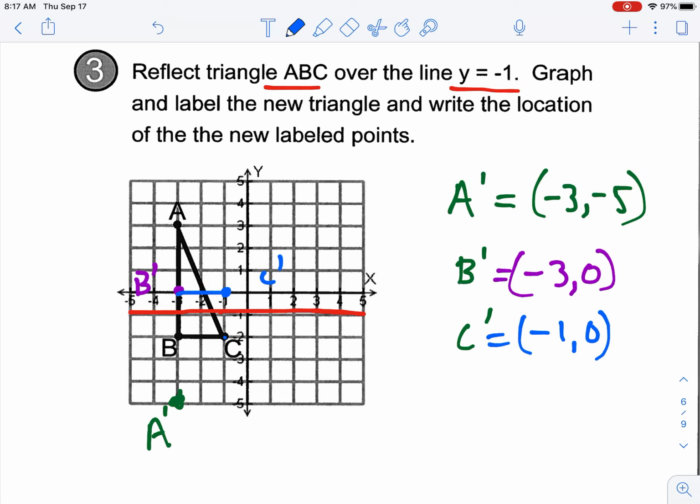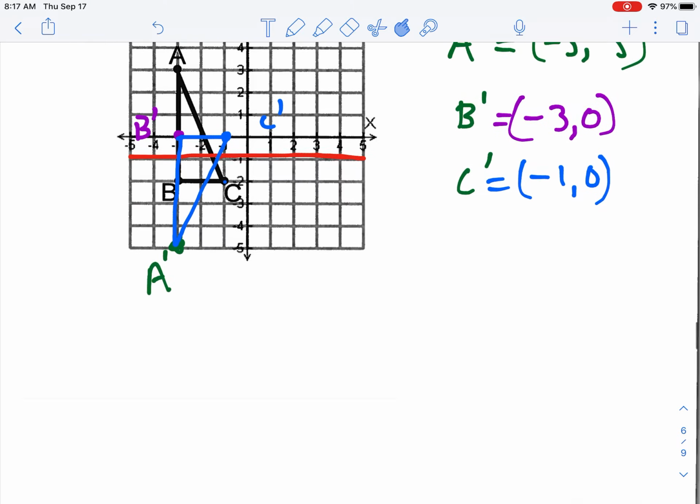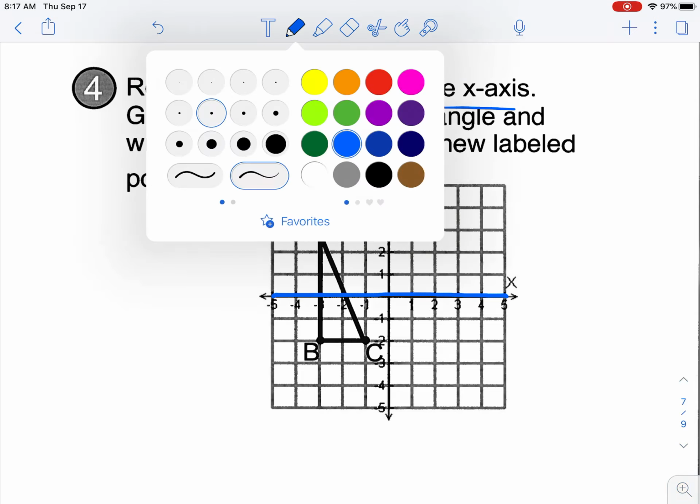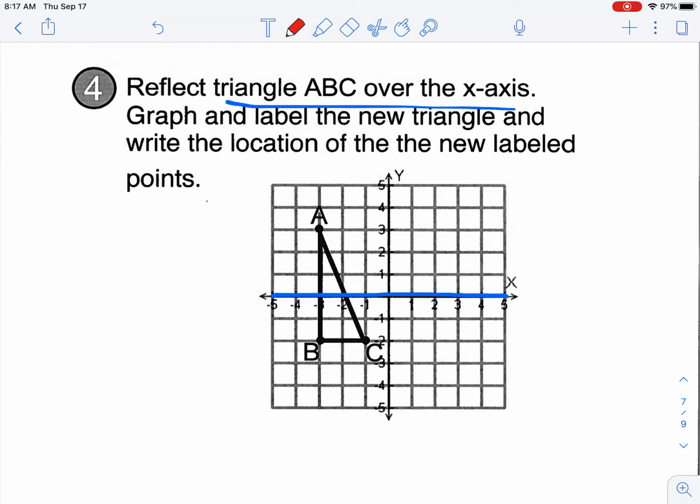Again, if I connect my triangle, it flipped upside down on top of itself. Very similar to what we did on the last one. This time it wants us to reflect over the x-axis. There's our x-axis right there. So again, if I'm above the line, I'm going to flip below it. If I'm below the line, I'm going to flip above it.